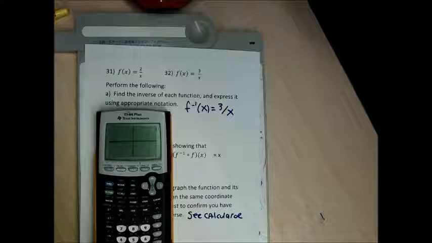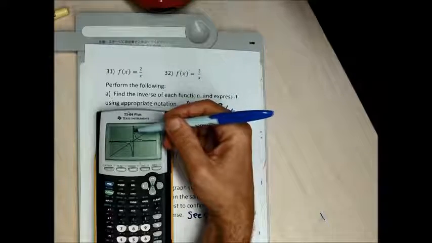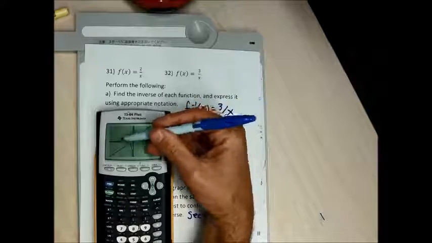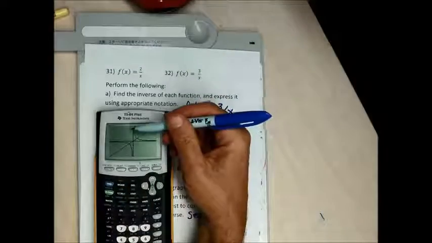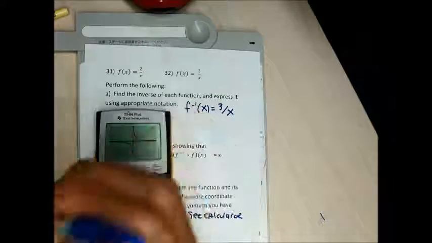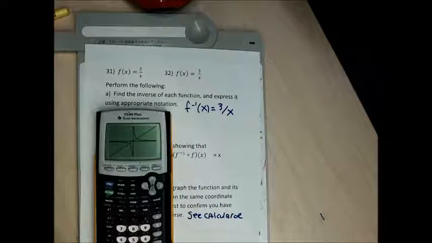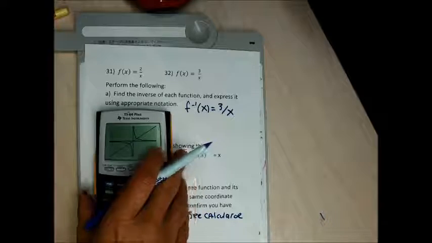And when it graphs it, you can see on either side of this line, above this line and below this line, there's a mirrored image on either side for the two pieces of the graph. So visually you can see mirrored images of the graph on either side of the line y equal x. So I feel my answer is more than likely correct.